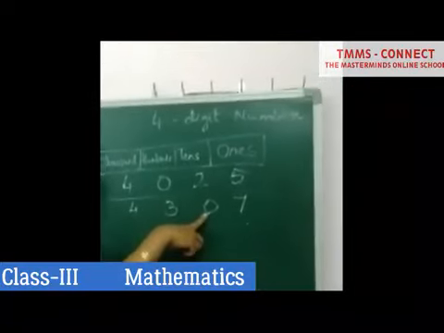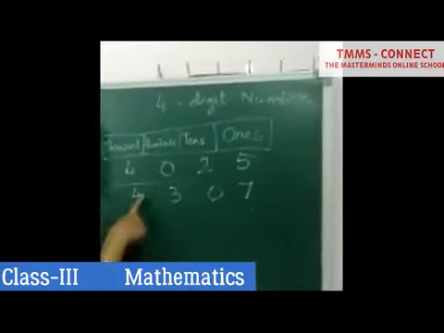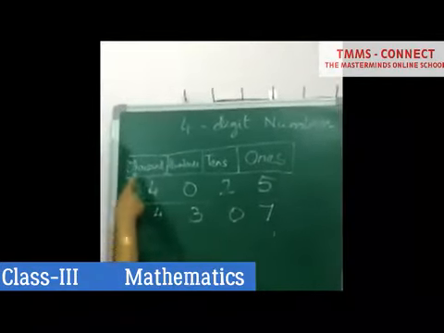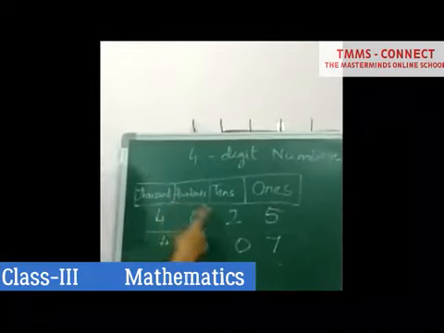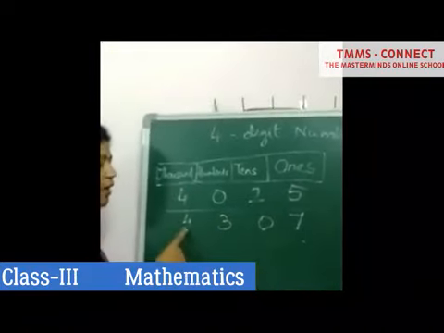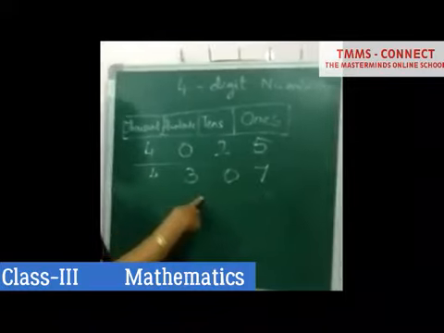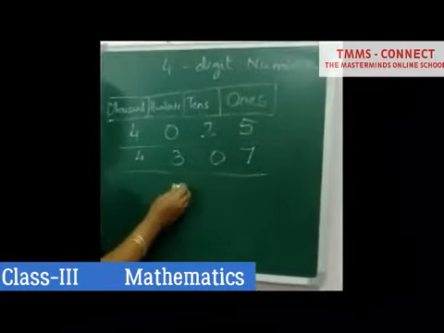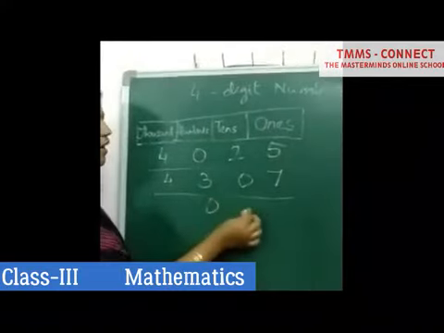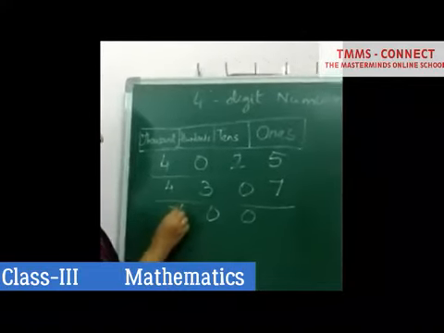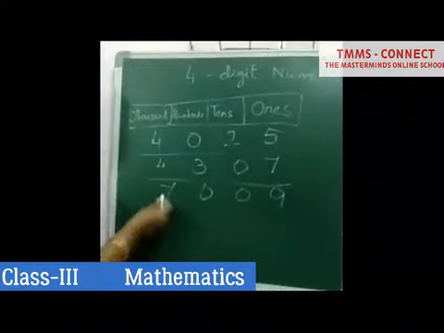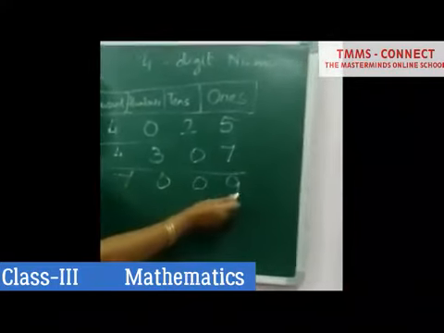Now, if we have a 0 in the tens place, 4 is there in the thousands place, 3 is there in the hundreds place. So, we read this number as 4307. Okay, 4307. Now, if we have zeros in both the places, hundreds and tens place, if I have a number 7 and 9. So, how do you read this number? We have 7 in the thousands place, 9 in the ones place.